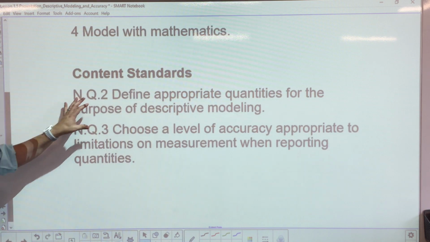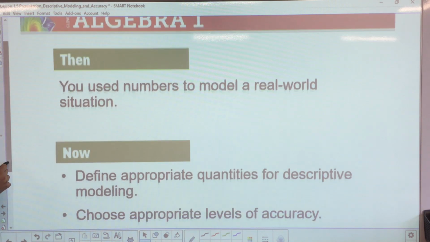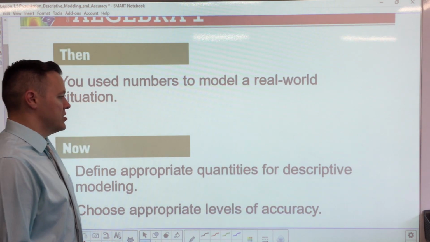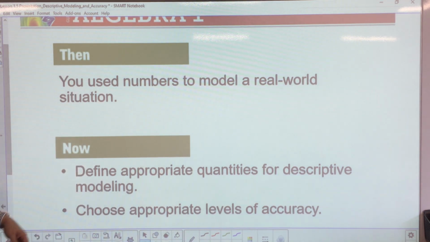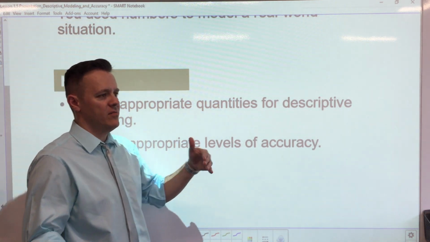These are the definitions that we're doing, okay? It talks about real numbers. That's what NQ stands for. All right. You use numbers to model a real-world situation. Now what we're going to do is define appropriate quantities for descriptive modeling and choose appropriate levels of accuracy.